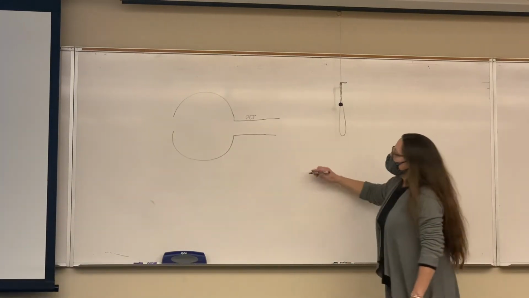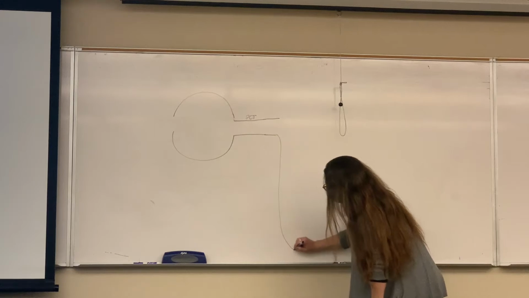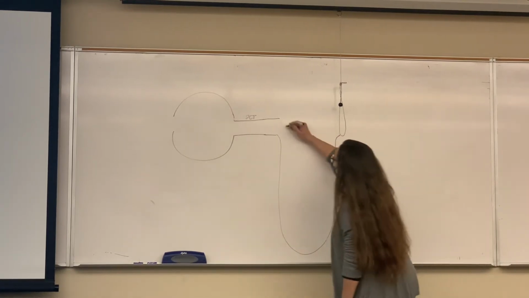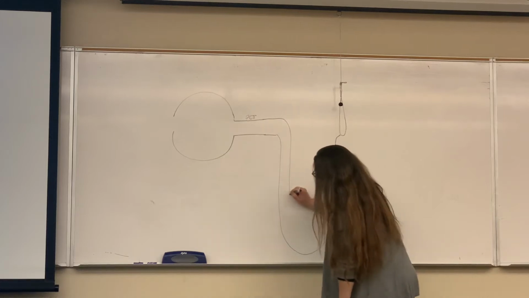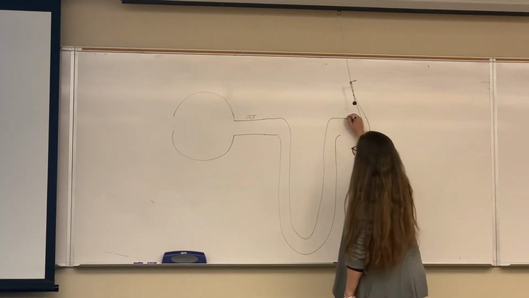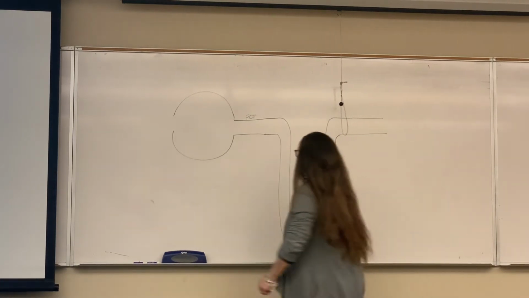And then from the PCT, we go into the descending limb of the loop of Henle, then the ascending limb of the loop of Henle. So descending limb of the loop of Henle, ascending limb of the loop of Henle, and then we go into the DCT. Okay, so let's label this.